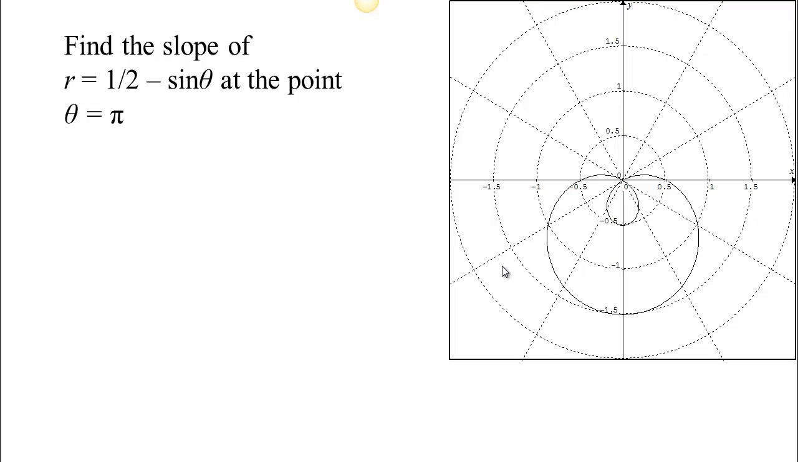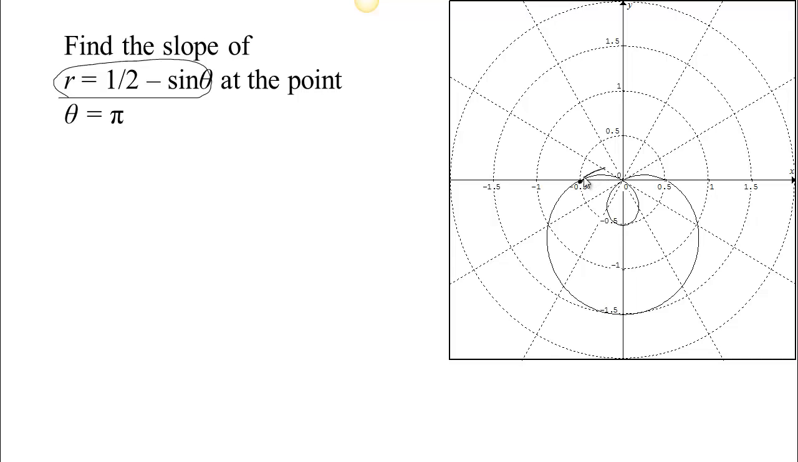Let's look at an example. We want to find the slope of this function. r equals 1/2 minus the sine of theta at the point theta equals pi. Now, at theta equals pi, the sine of pi is 0, so r equals 1/2. So you have the point theta equals pi, r equals 1/2. That would mean you face the direction of pi and take 1/2 step forward in the direction that you're facing. That's this location right here.